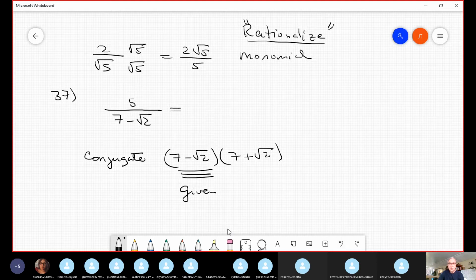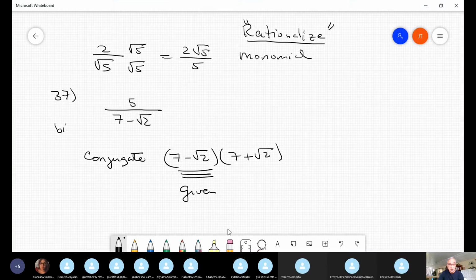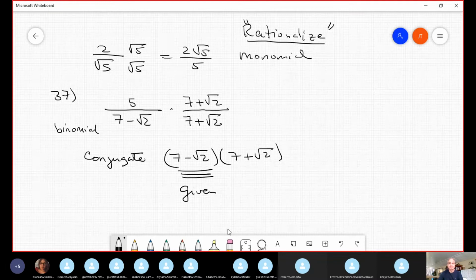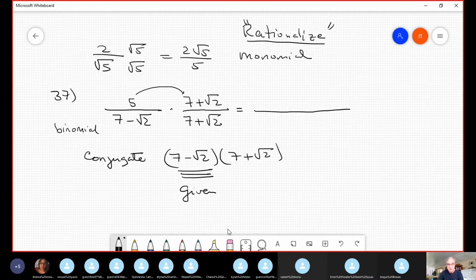So you are doing something similar in order to rationalize, but when you have a binomial, you multiply top and bottom by the conjugate: 7 plus radical 2, and 7 plus radical 2. Let's see what happened. Magically, something happens when you multiply like that. On the top it is easy, because the only thing you should do is multiplication. 5 times 7 is 35.